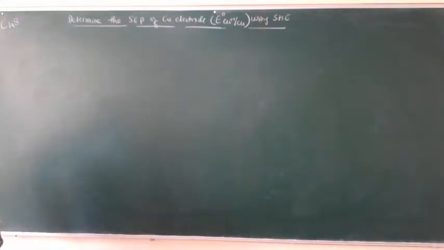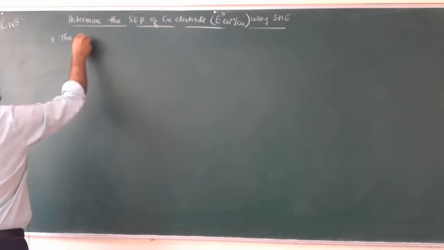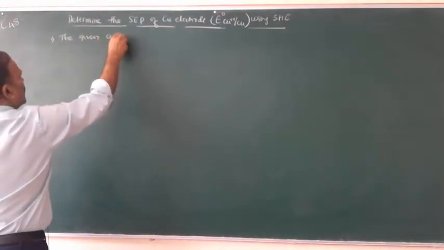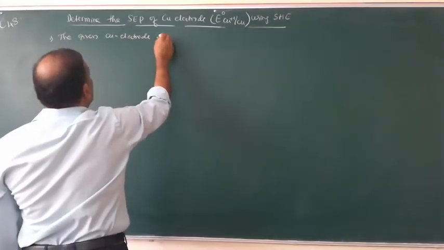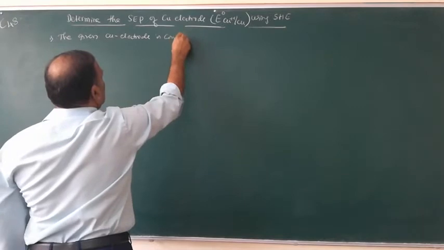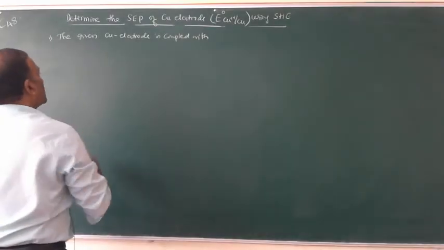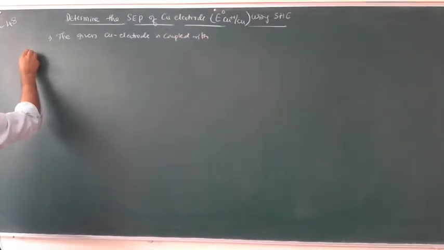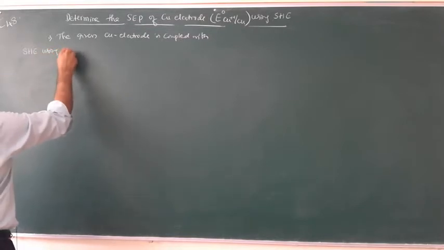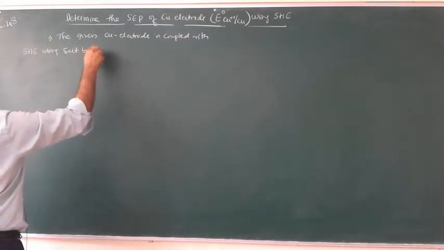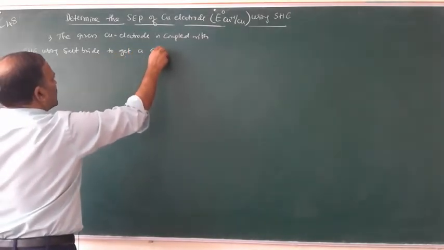So what are the three steps involved? Number one, the given copper electrode is coupled with SHE, the standard hydrogen electrode, using a salt bridge to get a galvanic cell.